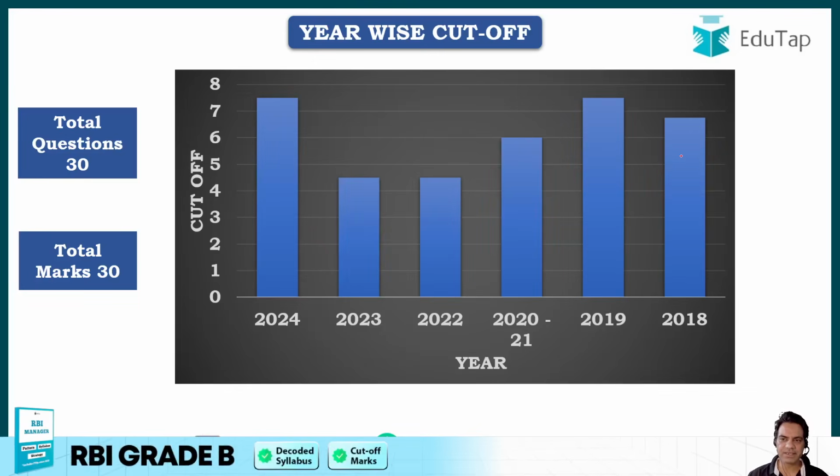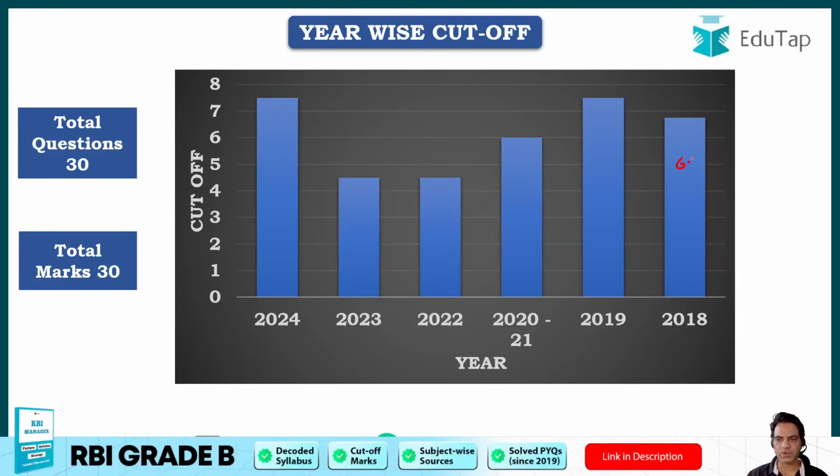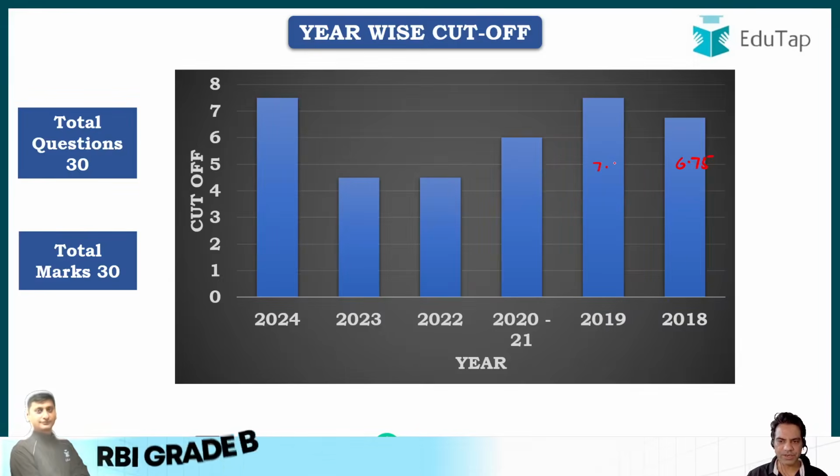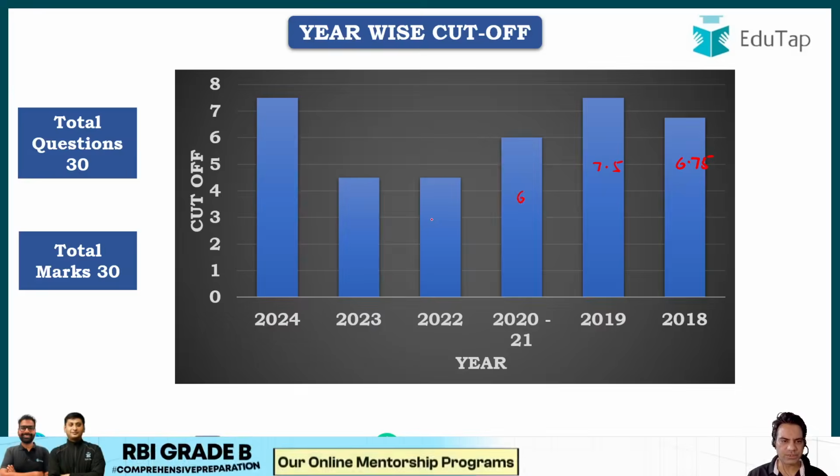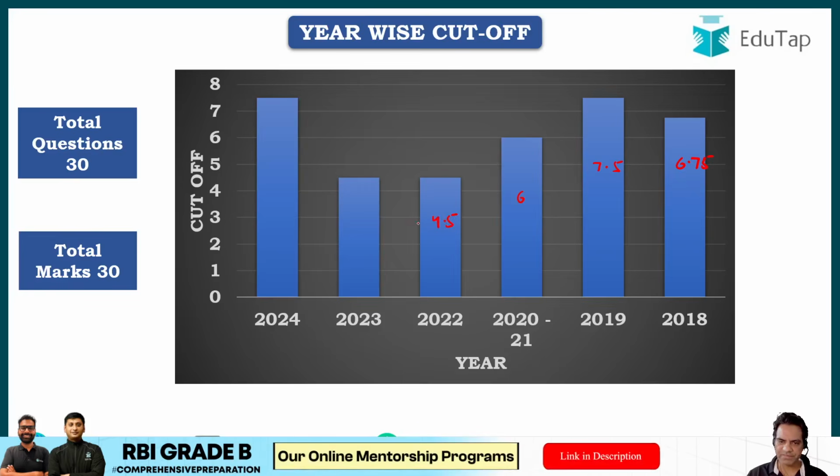So in 2018, the cutoff was 6.75. In 2019, the cutoff was 7.5. Then in 2020-21, this was the COVID period, right? So the cutoff plummeted to 6. Then in 2022, it was a bare minimum of 4.5. Again in 2023, it was 4.5.